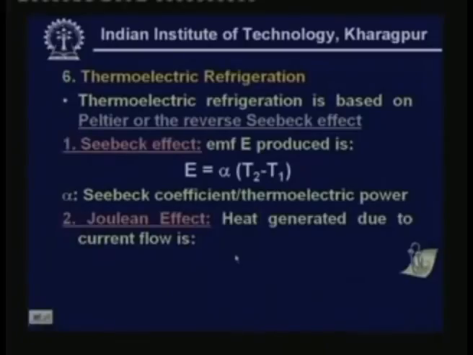The next effect is known as the Joule effect. This is nothing but the generation of heat due to flow of current through a resistor. All these materials have finite resistance. So as the current flows through it, heat is generated, and this heat generation rate is given by Q Joule is equal to I square R, where I is the current and R is the resistance.